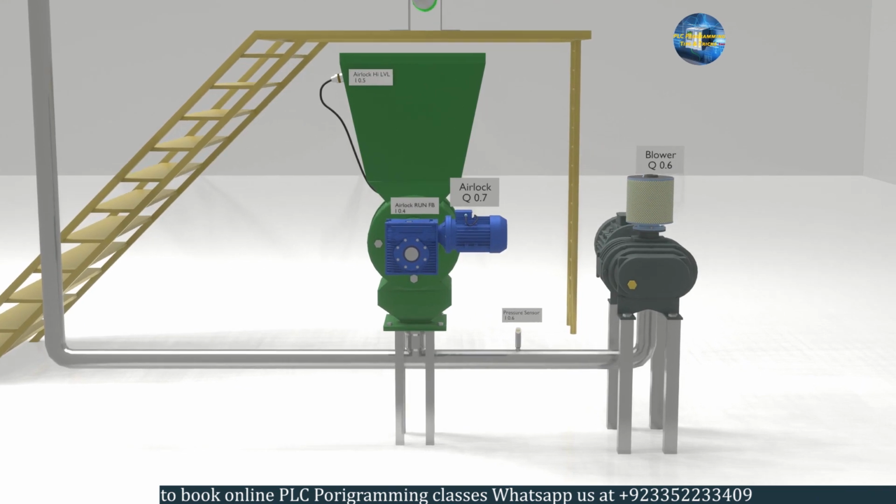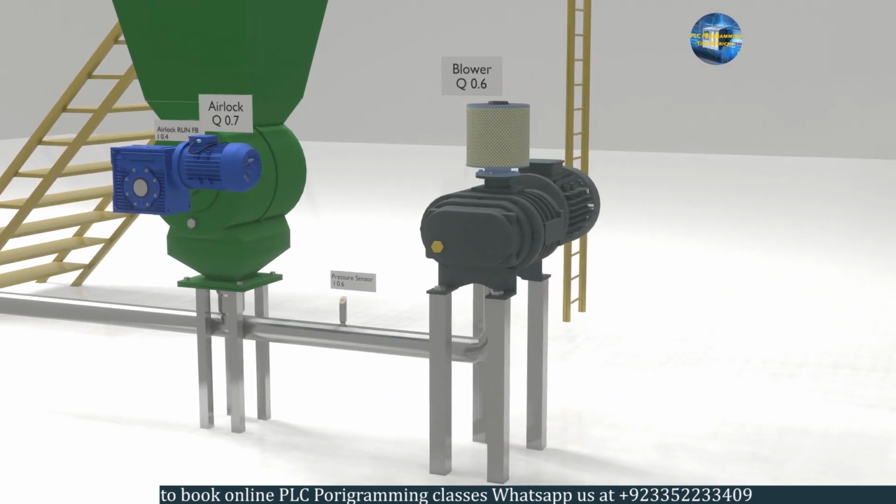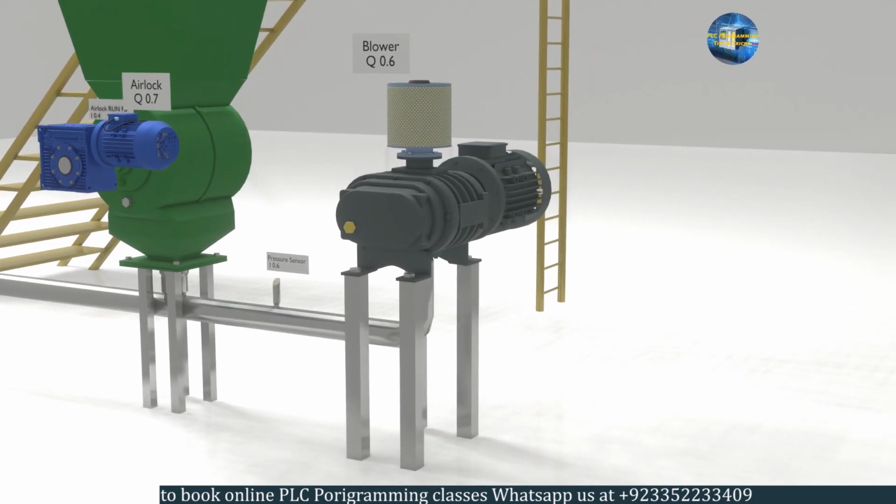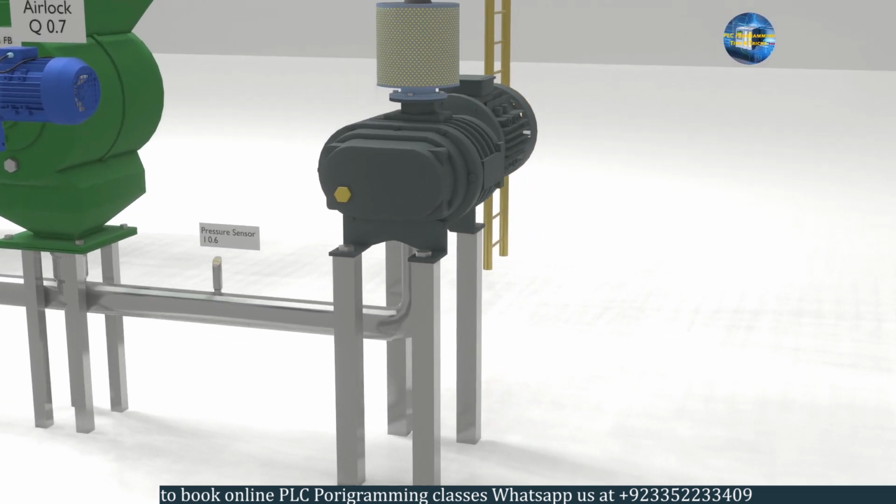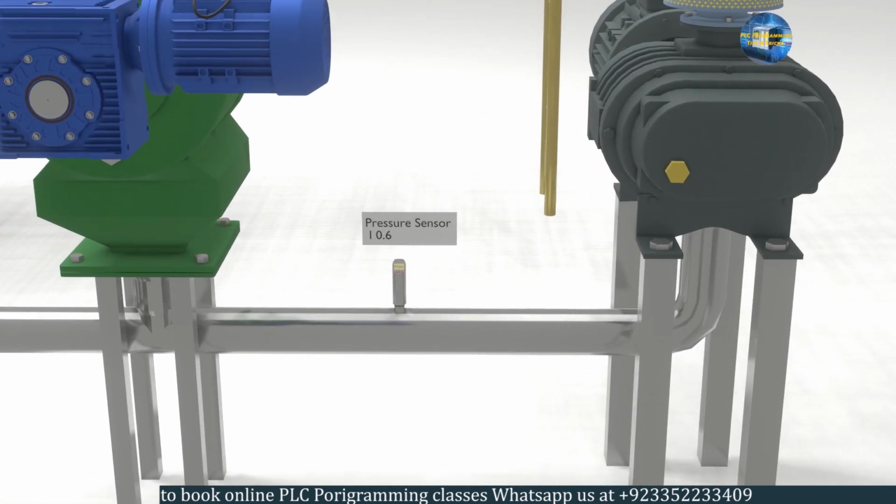Next, we have the air blower. This creates the air pressure inside the pipe. This blower turns on with the PLC output Q0.6. Next, we have a pressure sensor I0.6. This sensor is used to monitor the pressure inside the pipe. If the pipe blocks, the pressure rises. Low pressure means the pipe is unblocked and material is transferring properly.